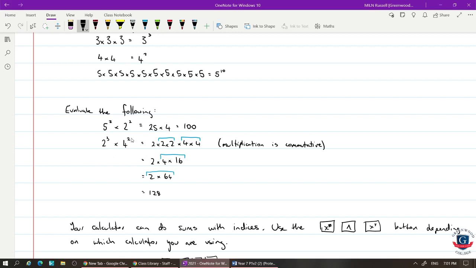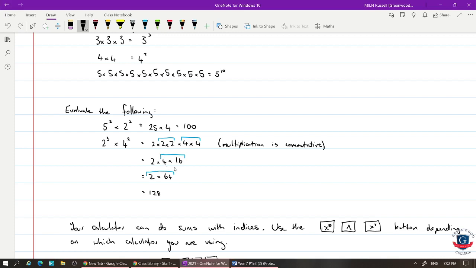2 to the power of 3 times 4 to the power of 2. This is getting too complicated to do in my head, so I'm going to write it out. 2 to the power of 3 is 2 times 2 times 2. 4 to the power of 2 is 4 times 4. Now, because I'm multiplying everything, the order is not important that I do it in. Multiplication is commutative and associative. So let's do this bit. We're going to have 2 times 2 is 4, and 4 times 4 is 16. And not multiply everything by 2 yet.